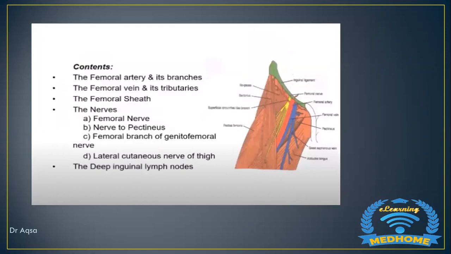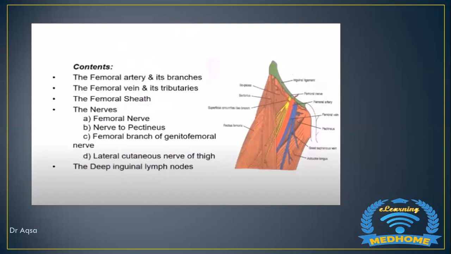Now, what are the contents of the femoral triangle? So the femoral triangle contains the femoral artery and its branches, femoral vein and its tributaries, the femoral sheath, and the nerves. So what are the nerves included in it? We have the femoral nerve, the femoral branch of the genitofemoral nerve, the nerve to pectineus muscle, the lateral cutaneous nerve of the thigh, and the lymph nodes, the deep inguinal lymph nodes. These are all the contents of the femoral triangle.